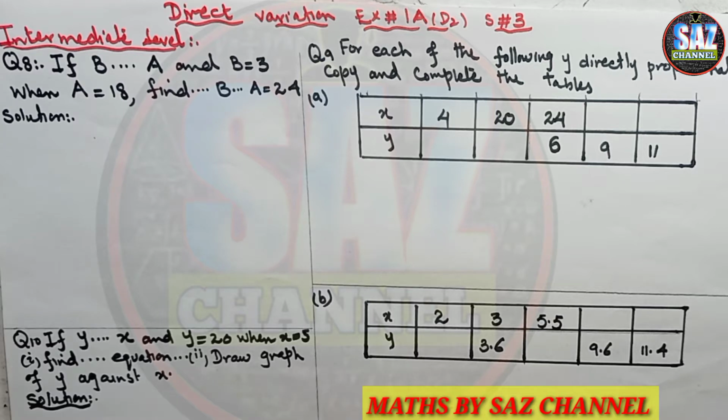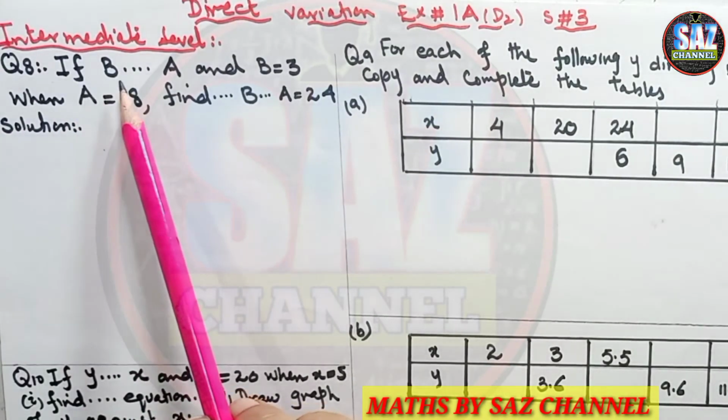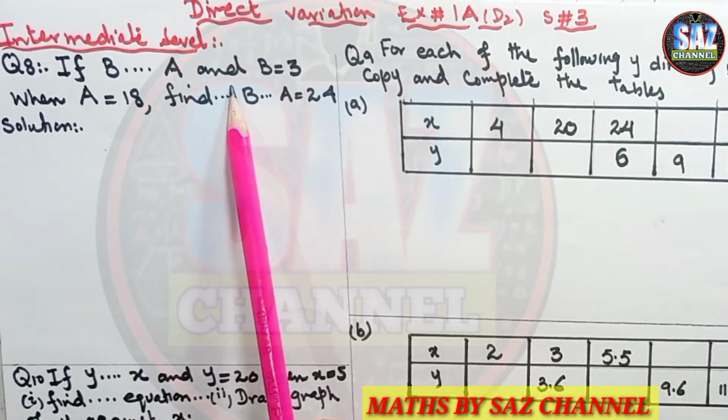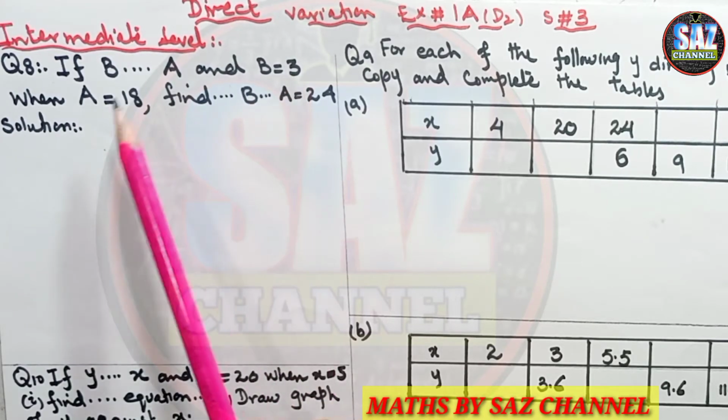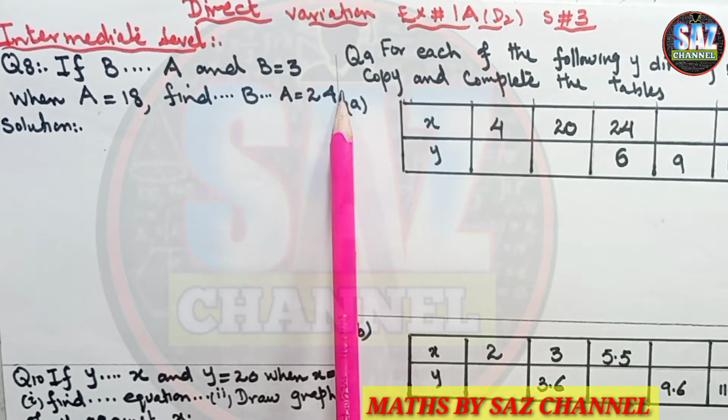Let's move to the intermediate level. Let's read the question first. Question 8 says, if B is directly proportional to A and B equals 3 when A equals 18, find the value of B when A equals 24.